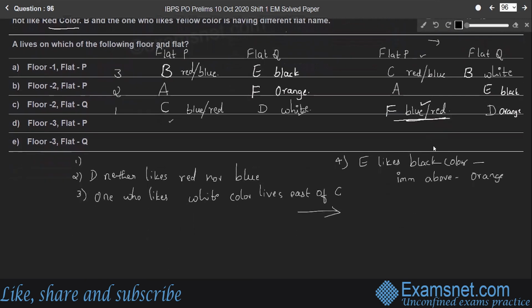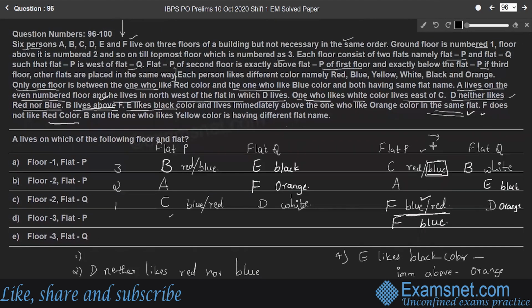Therefore, in the second case, instead of blue or red, we'll consider F likes blue color particularly, and C likes red color, not blue. We just avoid blue color here. And the next one, B and the one who likes yellow color is having different flat name. So this decides the position of B, the last point, right? B and the one who likes yellow color. So the one who likes yellow color is A.